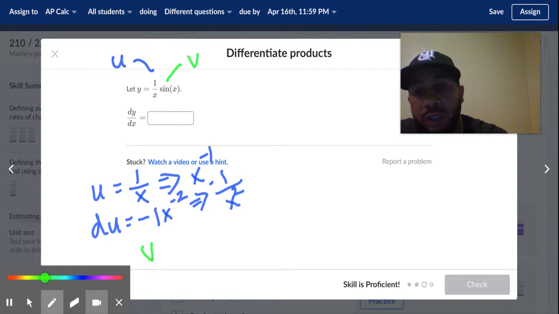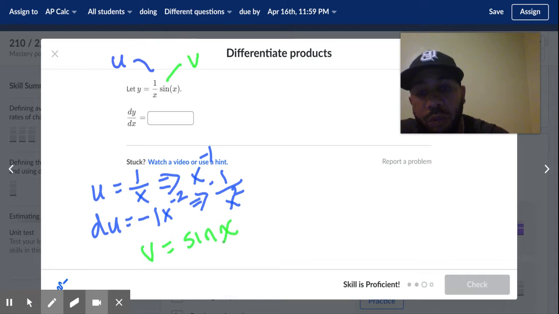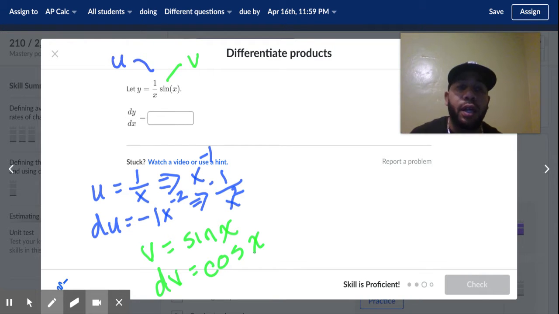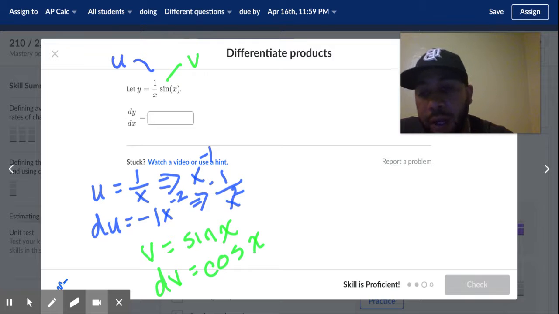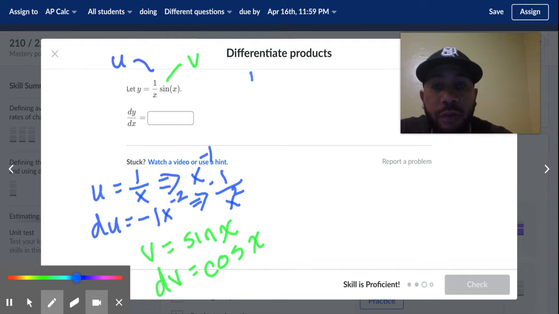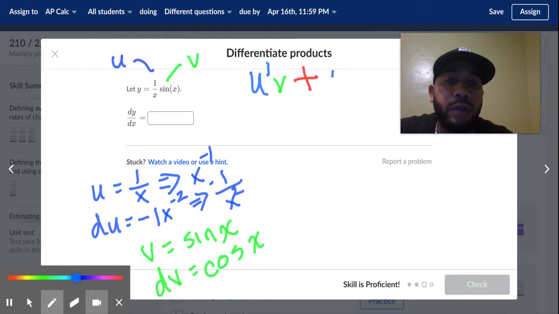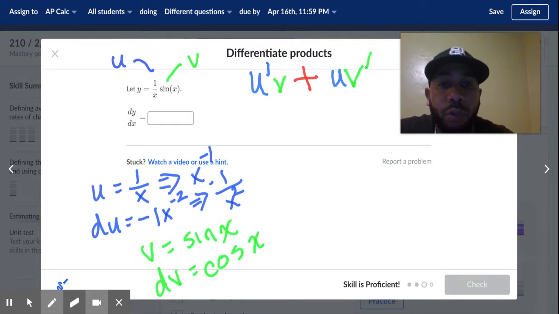So let's write our v function, which is sine of x. But remember, that would mean the derivative of v would be cosine of x. Nice and easy. We got that. So now let's put it together, and you've got to remember your derivatives. You're going to have the derivative of the first times the second, plus, and I'll put the plus in red, the derivative of the second times the first. Remember, that is the product rule.